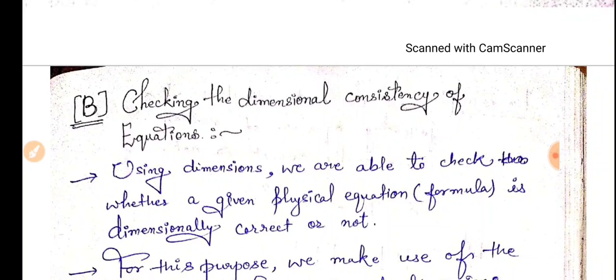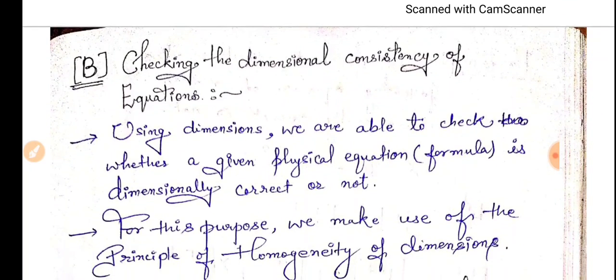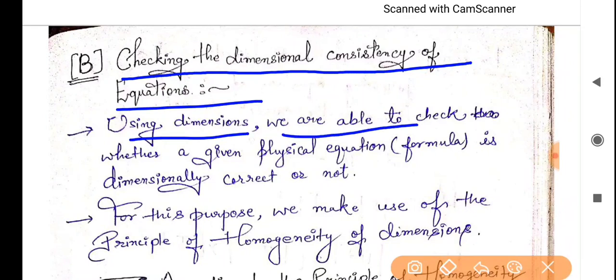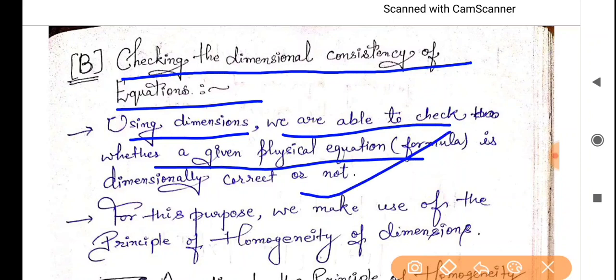If you are provided with some equations, some mathematical expression, you can check whether the given equation or physical relation is dimensionally correct or not. So today our topic is checking the dimensional consistency of equations. Using dimensions, we are able to check whether a given physical equation is dimensionally correct or not.